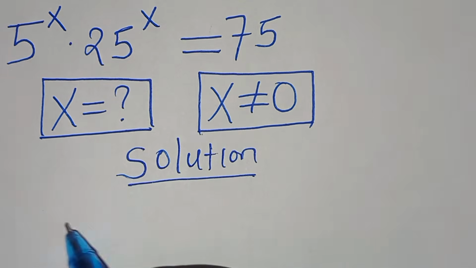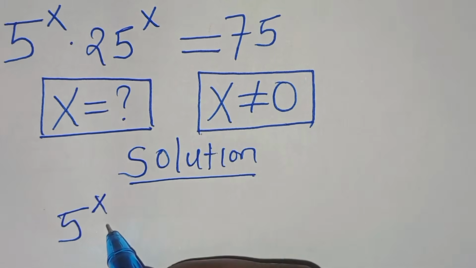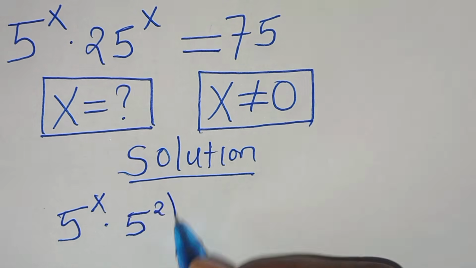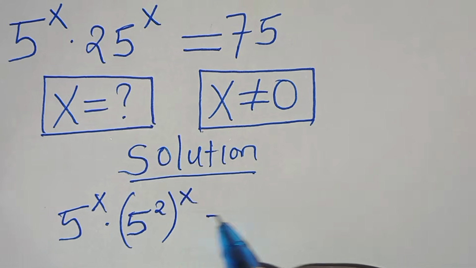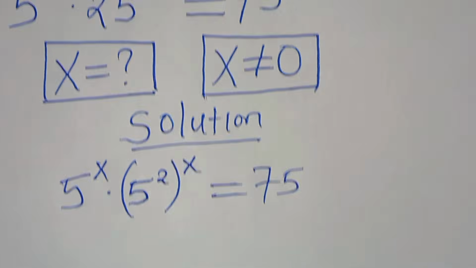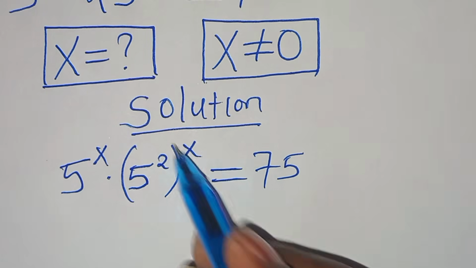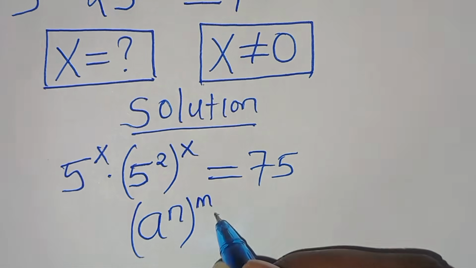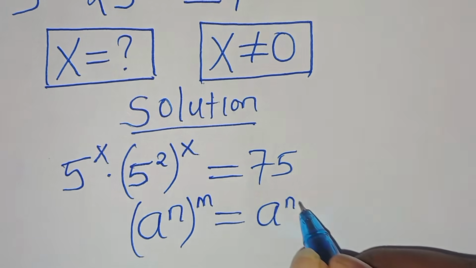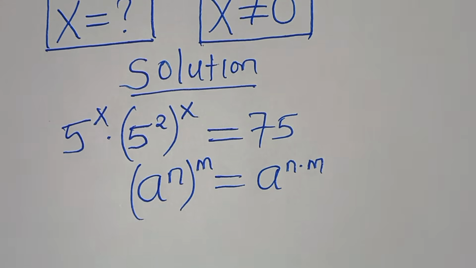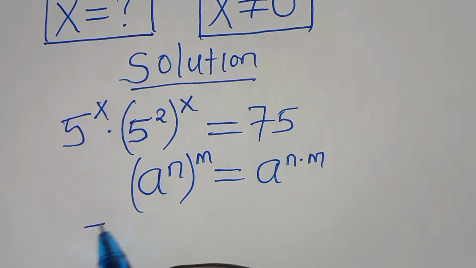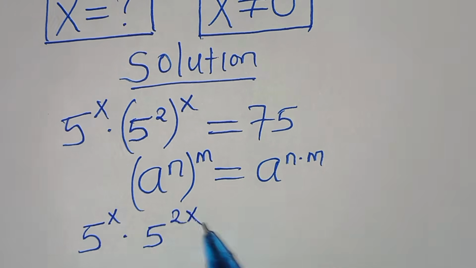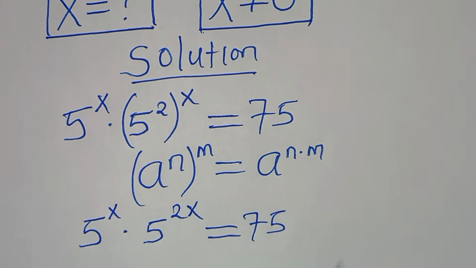Now, we have 5 to the power of x multiplied by 25 to the power of x. We can express 25 as 5 to the power of 2, then raised to the power of x. This is equal to 75. Now, 5 to the power of 2 to the power of x, this is in the form of a to the power of n, raised to the power of m, which we can express as a to the power of n multiplied by m. Applying this exponent property, then here we have 5 to the power of x multiplied by 5 to the power of 2x. This is equal to 75.